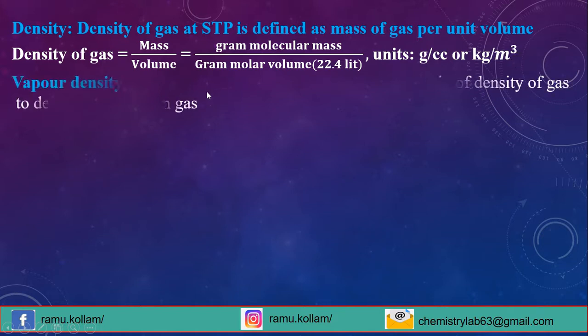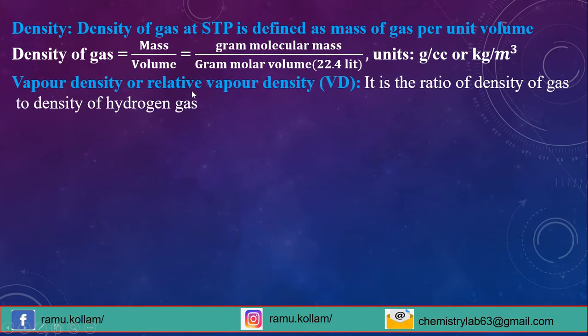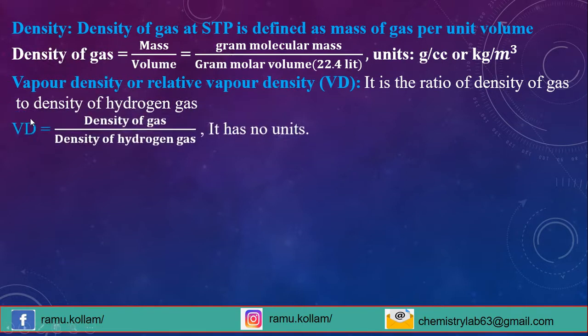So here vapor density or relative vapor density means the ratio of density of a gas to the density of hydrogen gas, with respect to hydrogen. So VD is equal to density of gas by density of hydrogen gas, but here it has no units. So molecular mass is equal to 2 into vapor density. You can use this formula also to find out molecular mass.